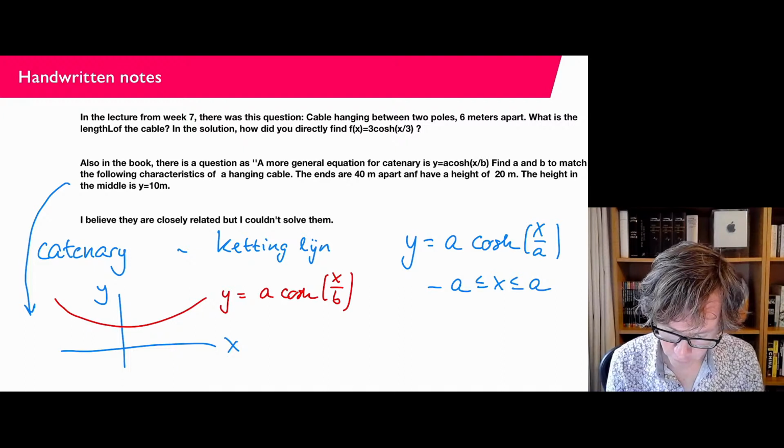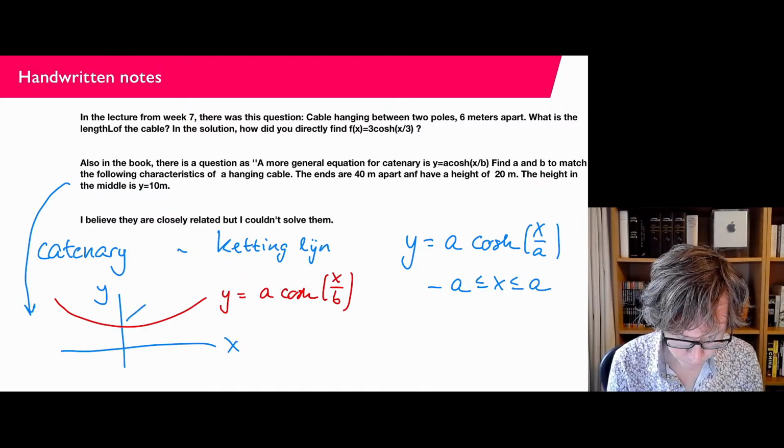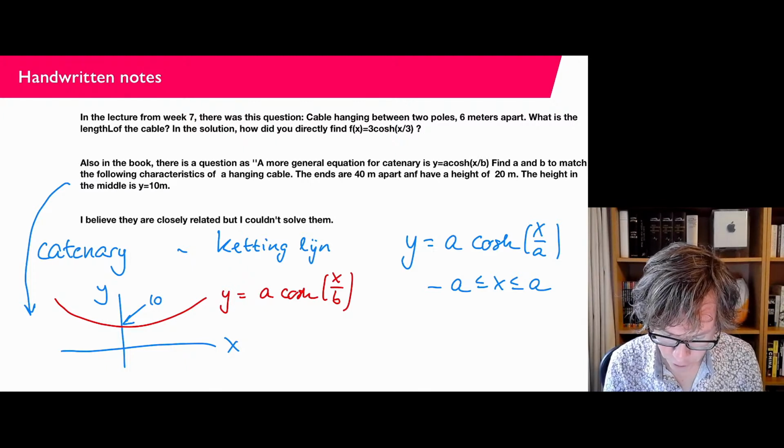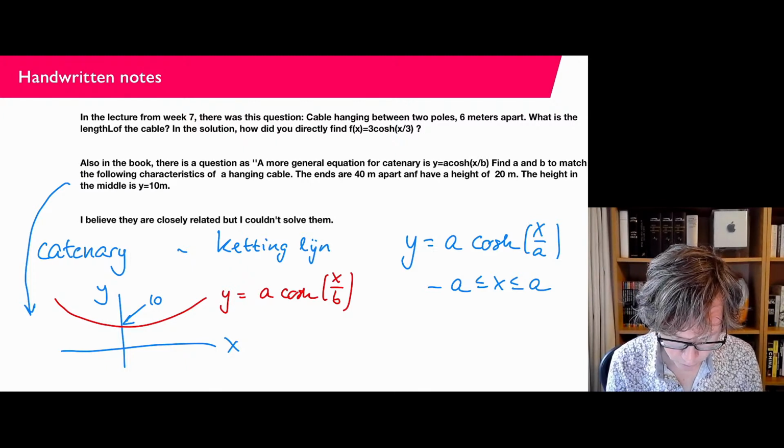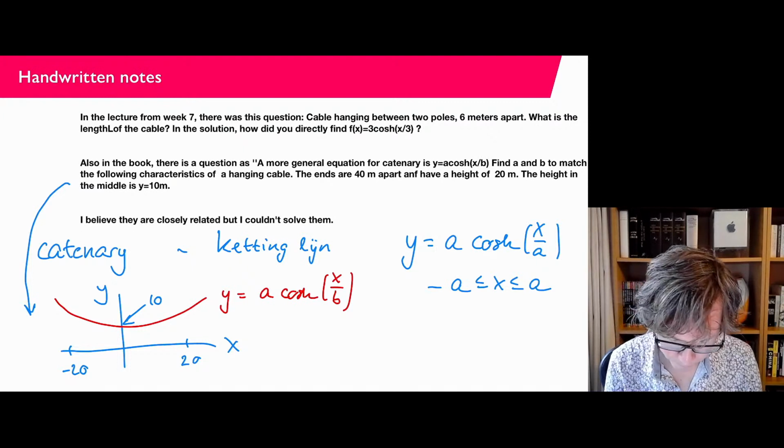Then from the data it follows that, let's see what it says, the height in the middle is 10 meters. So that means that here you have 10. The ends are 40 meters apart. So that means that we are at 20 and minus 20, and have a height of 20 meters.